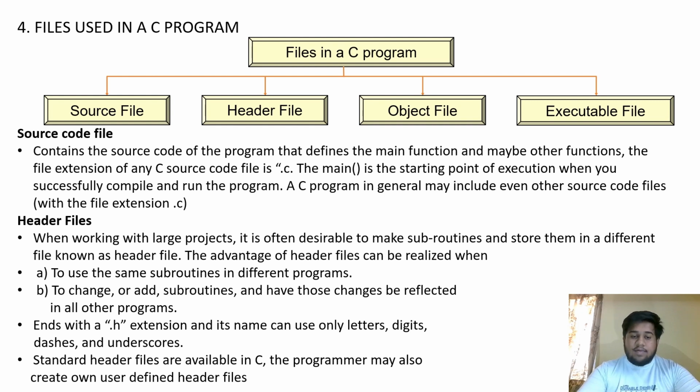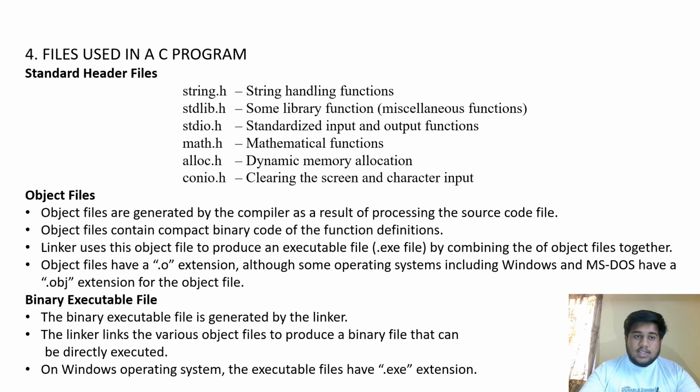Standard header files are available in C. The programmer may also create their own user-defined header files. Guys, now let us see the standard header files. string.h, string handling functions. stdlib.h, some library functions. stdio.h, standardized input output functions. math.h, mathematical functions. alloc.h, dynamic memory allocation. conio.h, clearing the screen and character input.